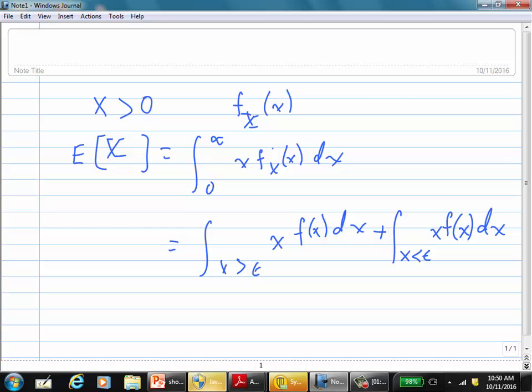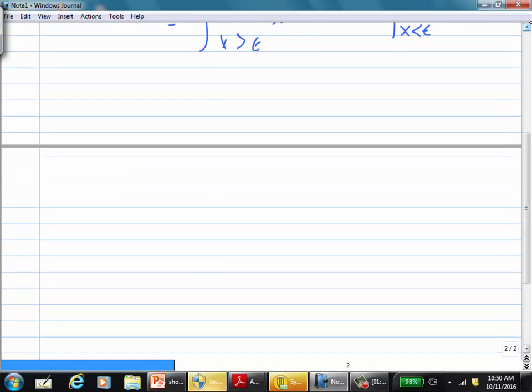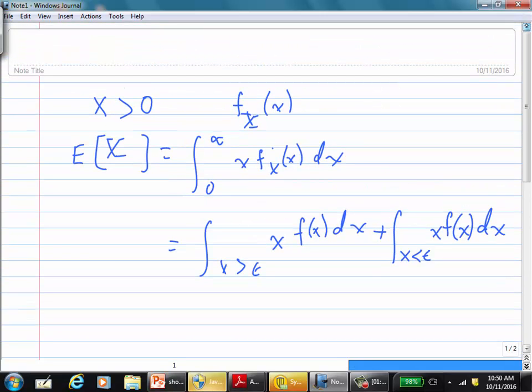Now if you look at this expression, remember all these are positive quantities. X is positive. So what I'm going to do is say that this is greater than or equal to the integral over x greater than epsilon of x f of x dx. Agree? I didn't lose anything. I just dropped one of these terms.